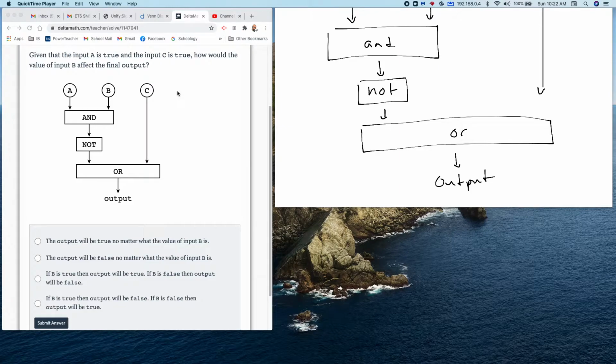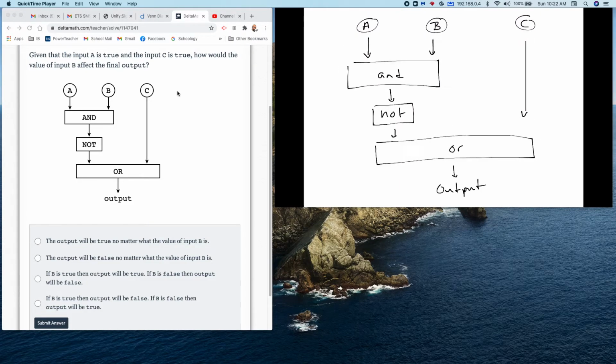So let's look at what they gave us on here. To start out, they said A is true. So you know this is true. And they said C is true. So this is true. Okay. So let's look at what happens. So you know right down here, right in the beginning, that this is true. Well, they didn't give us information about B.